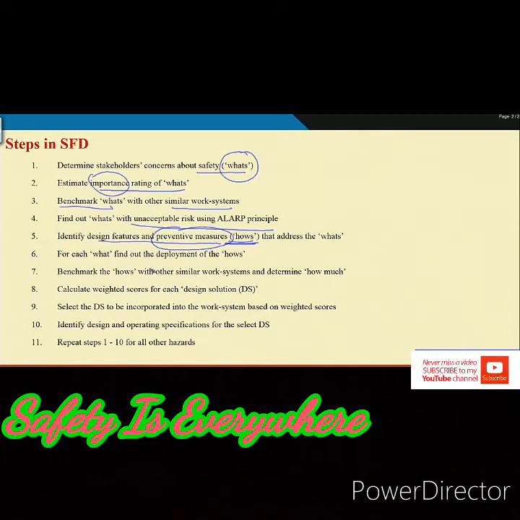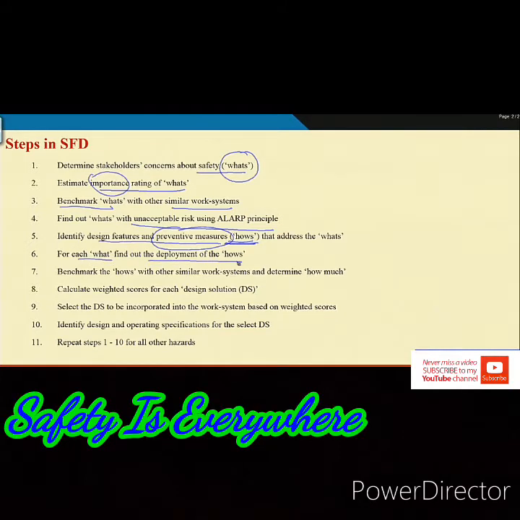Then that means identify design solutions. Then for each what, find out the deployment of how. So, suppose you know there are 9 design principles, starting from avoid hazards to the last one, modify the quality of hazard. So, you have to know how many principles are applicable, and now using those principles how can you find out the design solution, that will be the how. So, what is equivalent to accident scenario and how is equivalent to design solution.